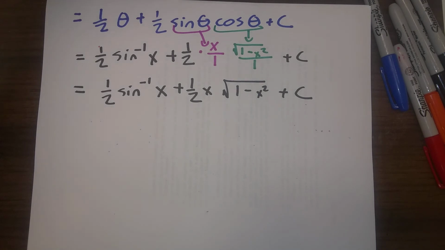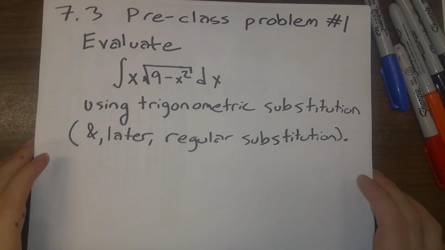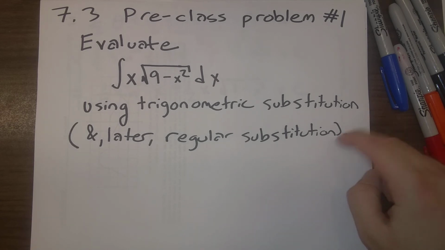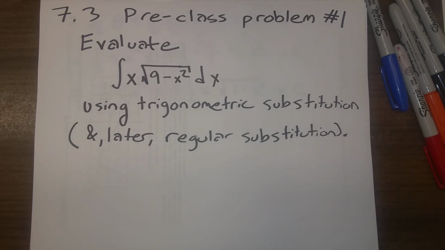Okay, so let's end the section with a pre-class problem. I want you to evaluate this integral, the integral of x times square root of 9 minus x squared. So you want to do it using trigonometric substitution, and after you do trig substitution, you'll use regular substitution to integrate. You'll have an integral in terms of theta, and you want to substitute in terms of, let's say, u, in order to actually carry things out.